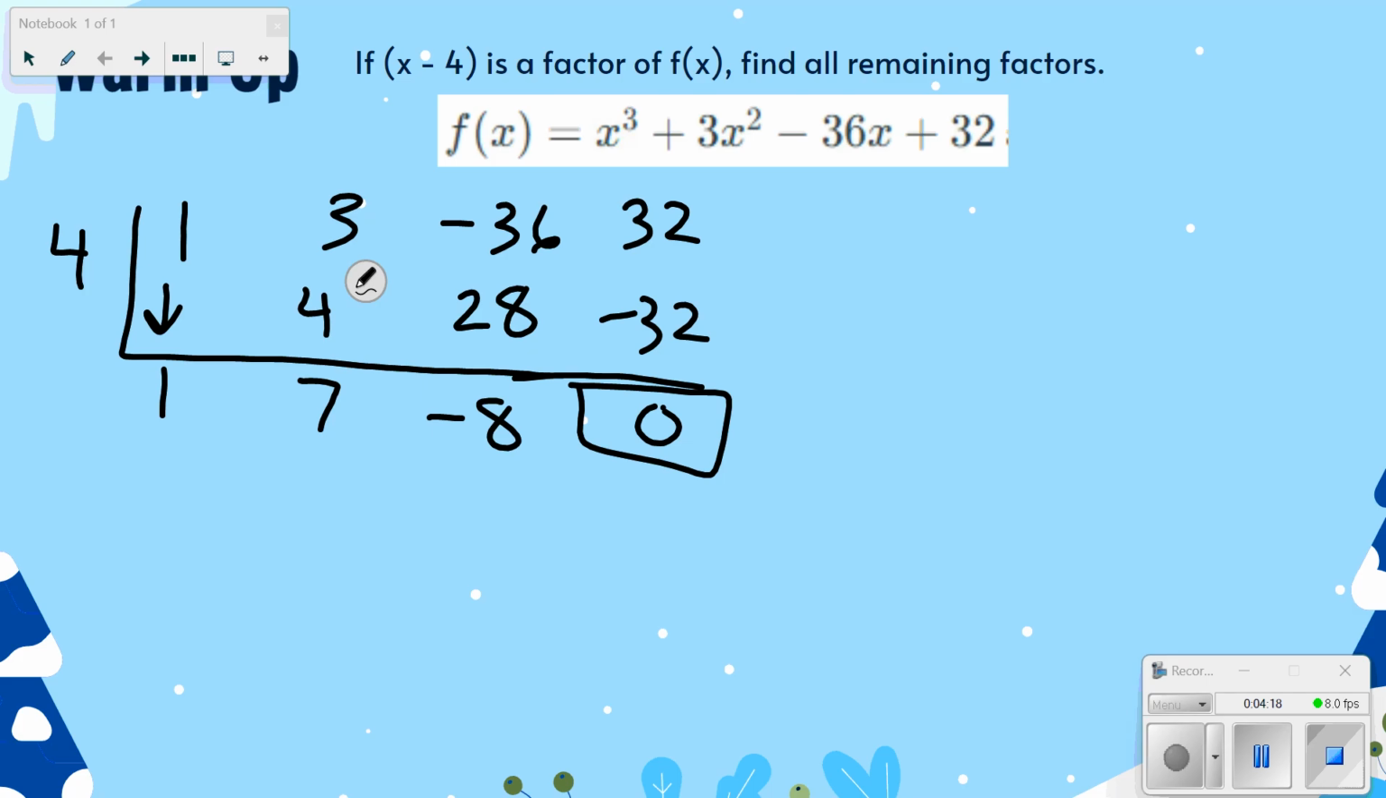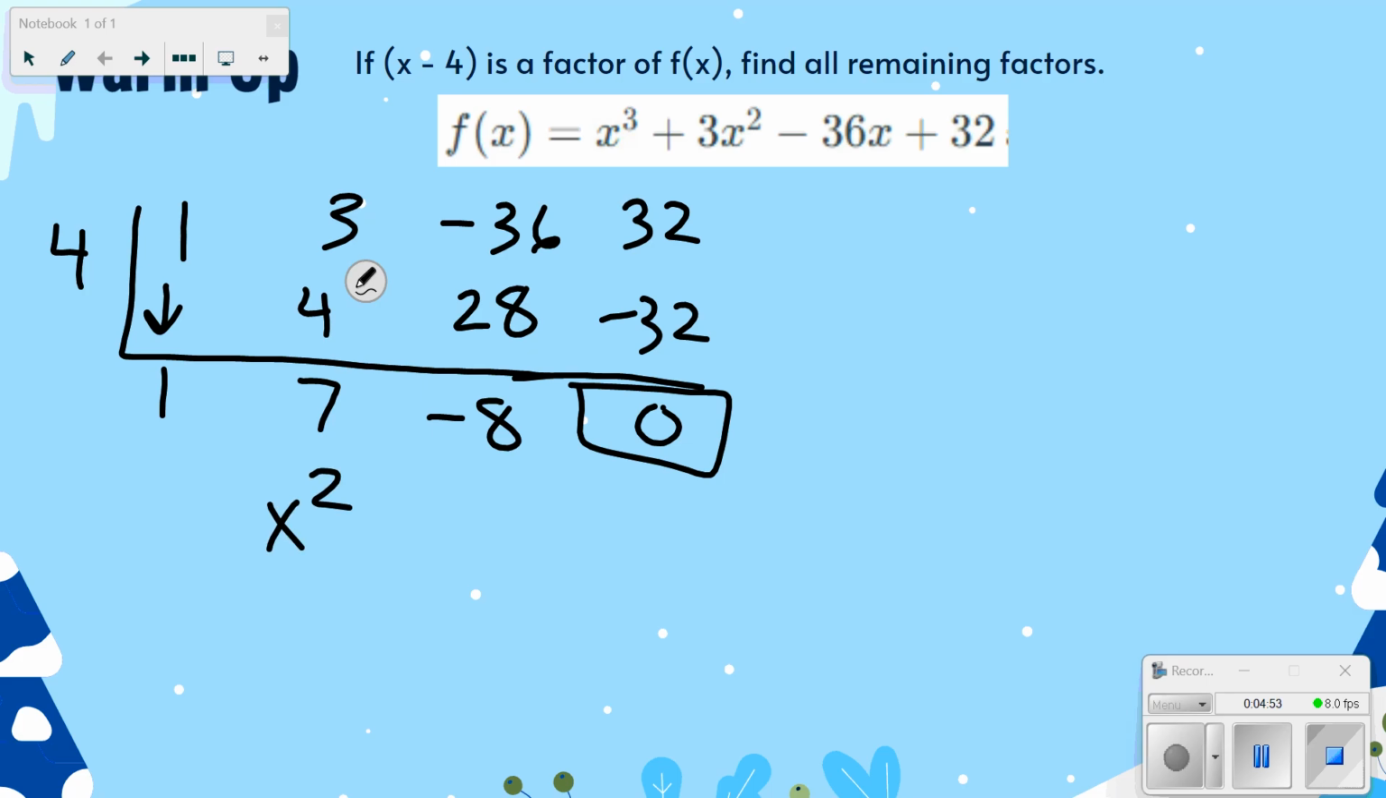What does 1, 7, and negative 8 tell us? Is that like a password code or something? What does 1, 7, negative 8 tell us from here? I know we know this. What does the 1 represent? Yeah, 1 represents that coefficient, and that would be 1x squared.